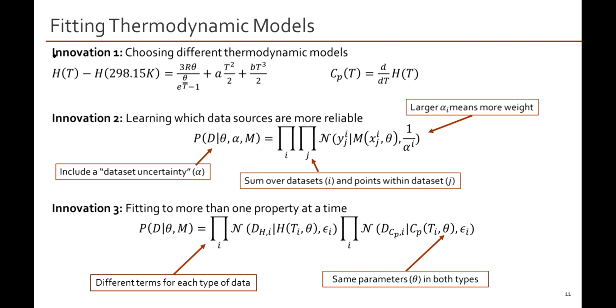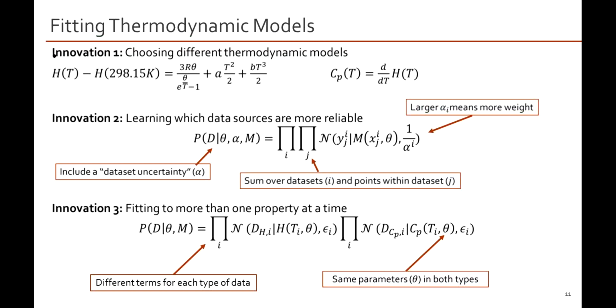Additionally, Marius and others have shown how you can fit these Bayesian models to more than one property at a time. We'll note up here that this enthalpy term is related to heat capacity by a derivative as a function of temperature. So if I have data for both heat capacity and enthalpy, I can fit their parameters concurrently by modifying this likelihood function to include a term that describes how well we fit each kind of data.